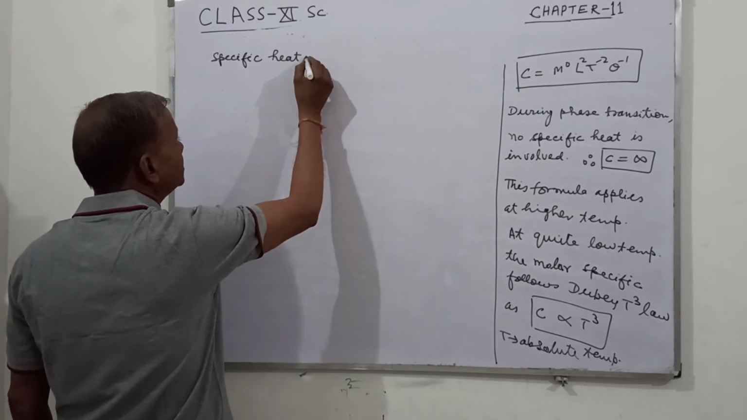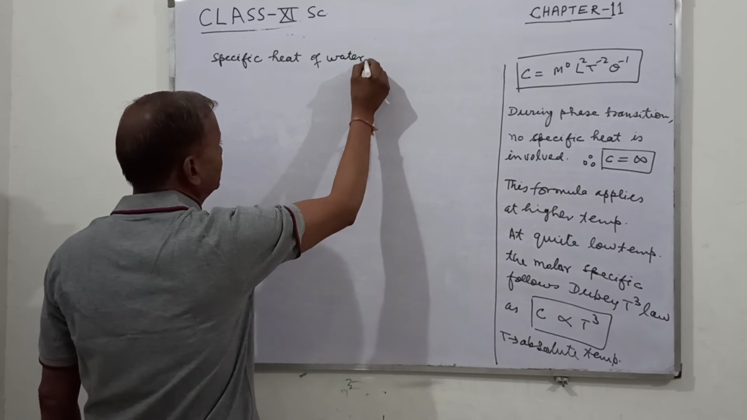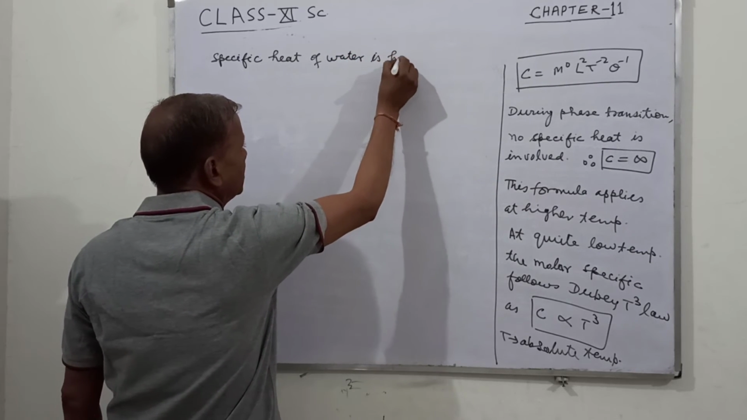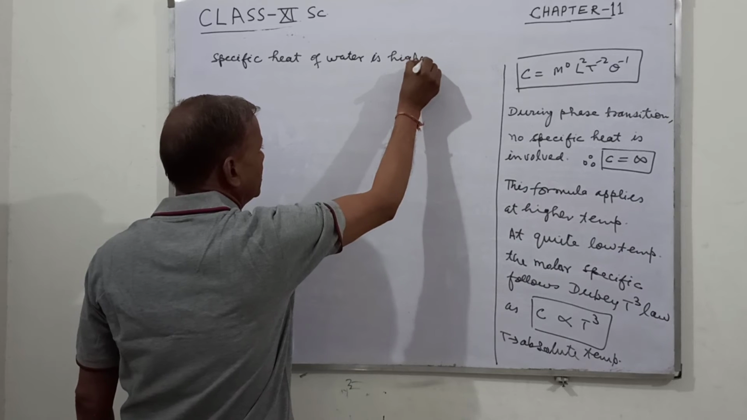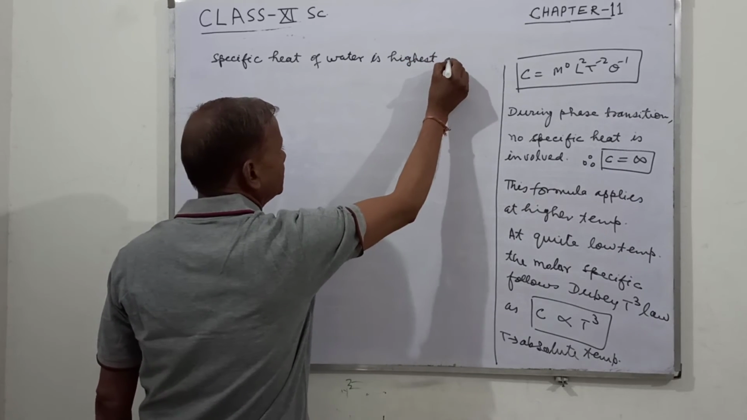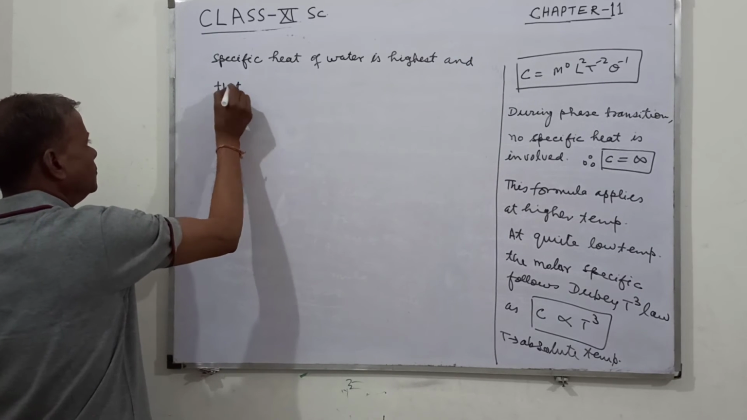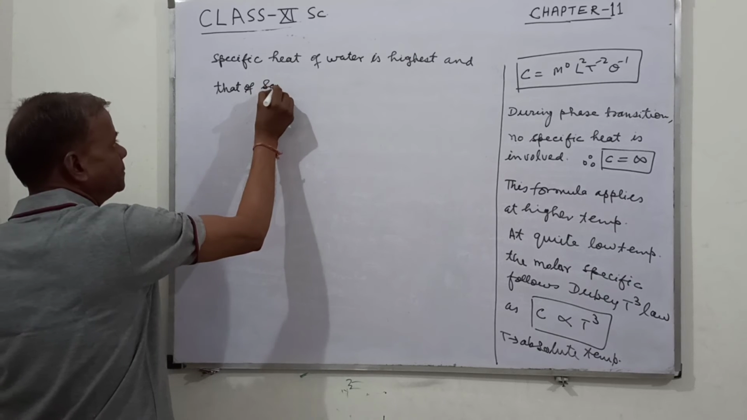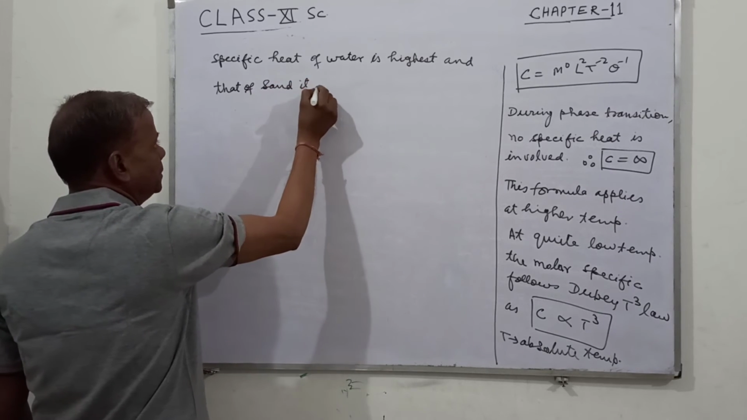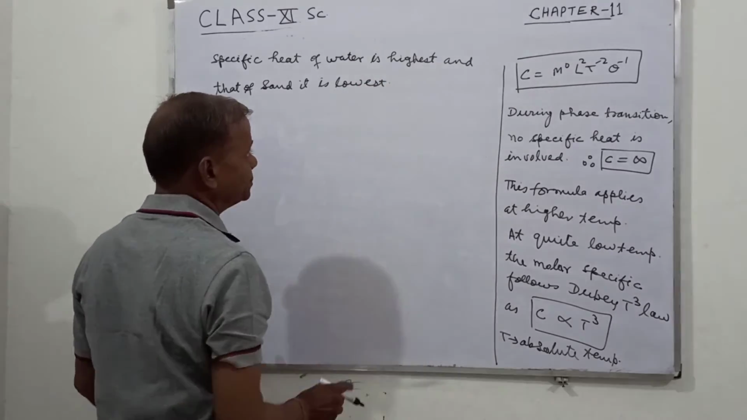The specific heat of water is highest and that of sand is lowest.